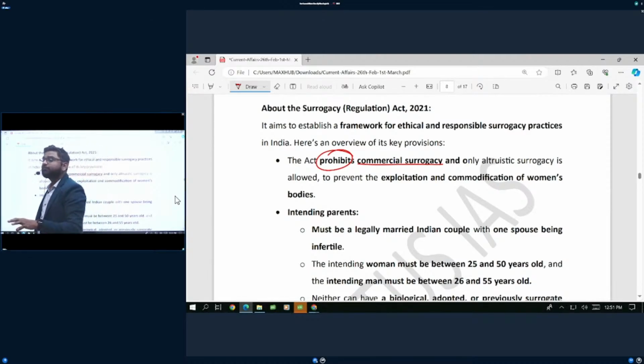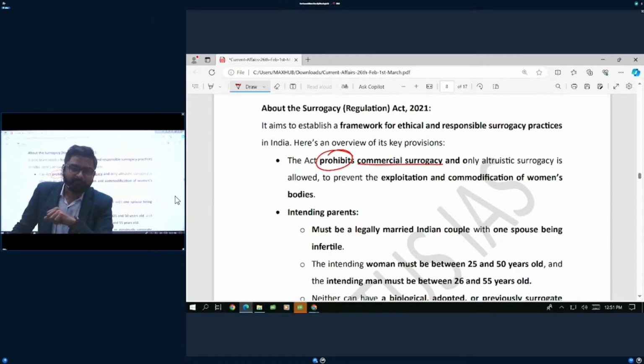IUI is used when the sperm do not have virility. You have seen that tail that rotates. If the sperm is perfectly good, the sperm cell at the head of the sperm is perfectly good, but it does not have virility, meaning it cannot travel. In that scenario, IUI is allowed. But in other cases, IVF has to be done, because in IVF you artificially fuse them together.